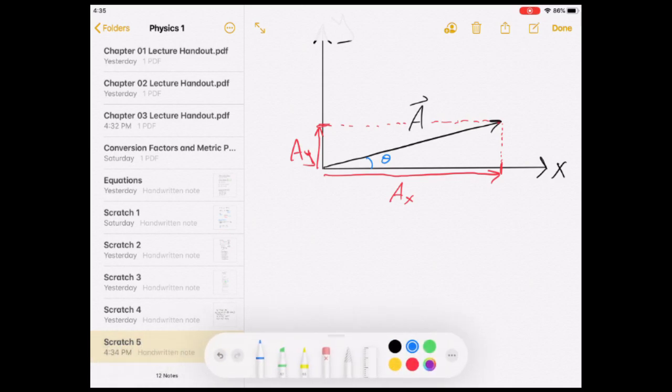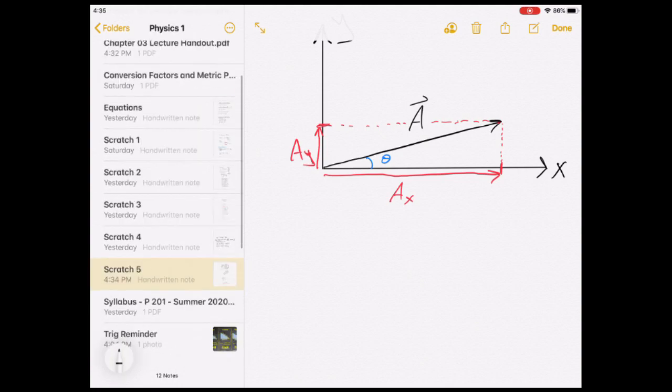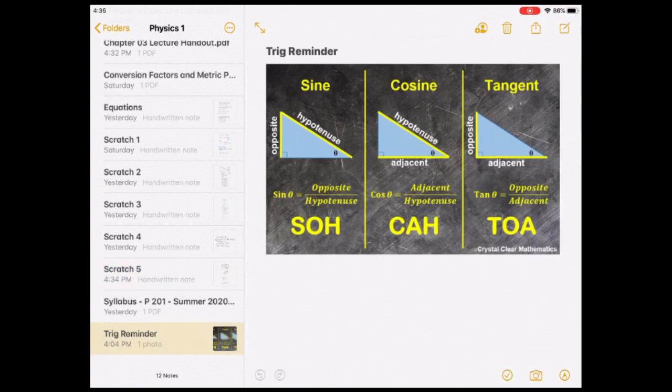So how do we relate those mathematically? Well, SOHCAHTOA. The hypotenuse here is the length of the vector, the magnitude of the vector. The adjacent part is the x component, and the opposite part is the y component. So it looks like I'm going to use sine for y and cosine for x. That is often true, but not always.